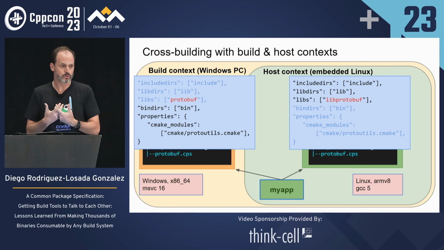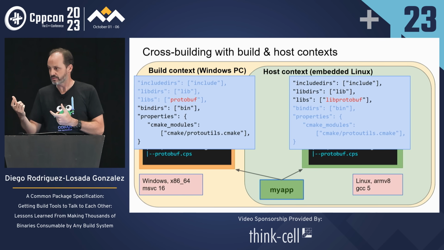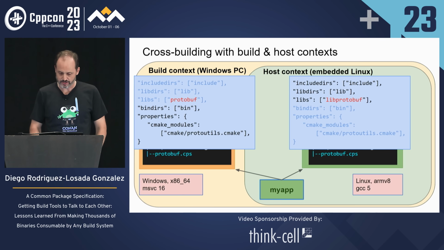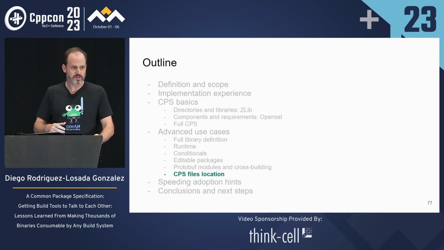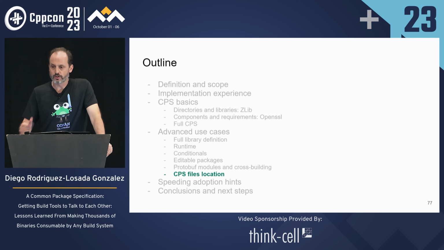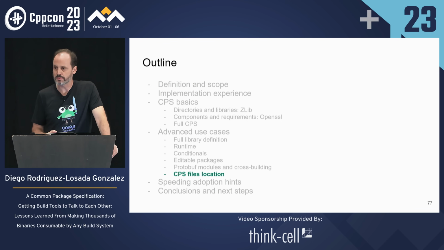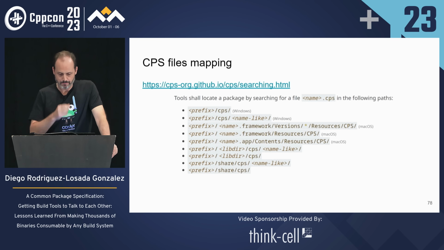Every time you have an executable that is connected to the libraries of the same package, you have this scenario in cross-building. And this is something that the CPS should be able to represent. Okay, so far we have been talking about CPS files, but where are those CPS files and how is my build system going to use them?